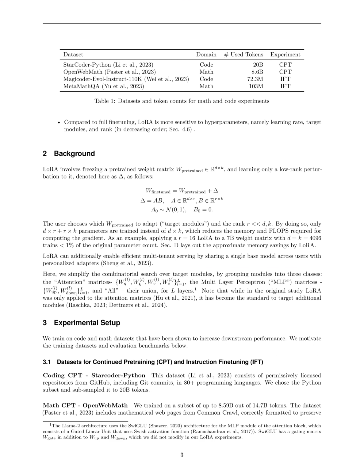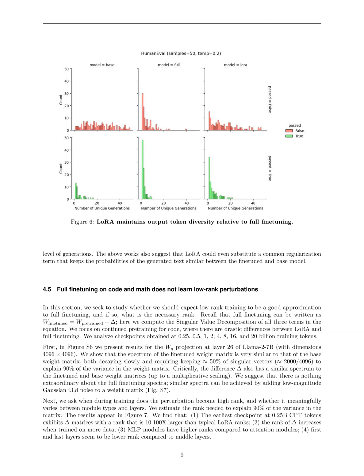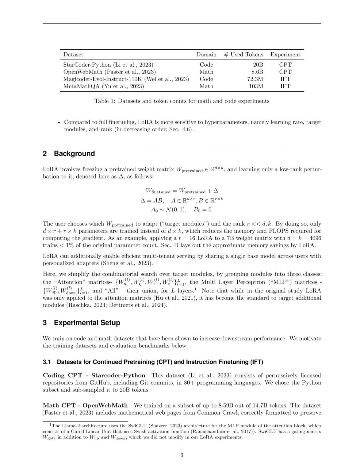1. Choose the pre-trained weight matrix W_pre-trained, and select the target modules to adapt. 2. Determine the rank r for the low-rank perturbation delta, ensuring r ≪ min(d, k) to reduce the number of parameters trained. 3. Train the model by learning the low-rank perturbation delta to the selected target modules, while keeping the rest of the weights frozen.